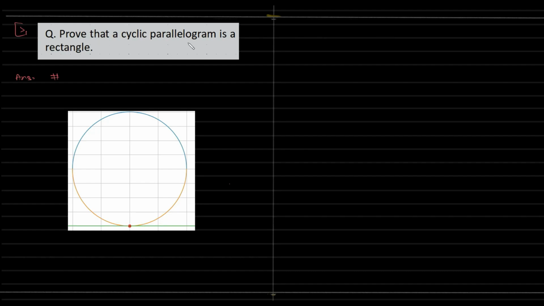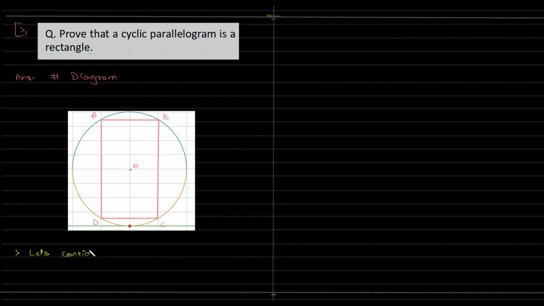Prove that a cyclic parallelogram is a rectangle. The diagram is very simple, so I'll do it off. We have to prove that we have a rectangle which is a parallelogram to begin with, and it's cyclic. So I drew a cyclic parallelogram which turns out to be a rectangle. So let's begin by talking about the diagram.